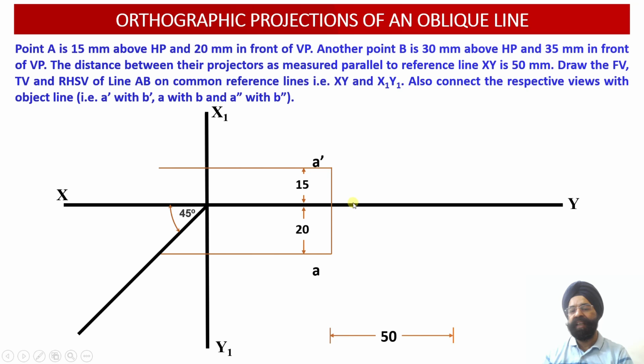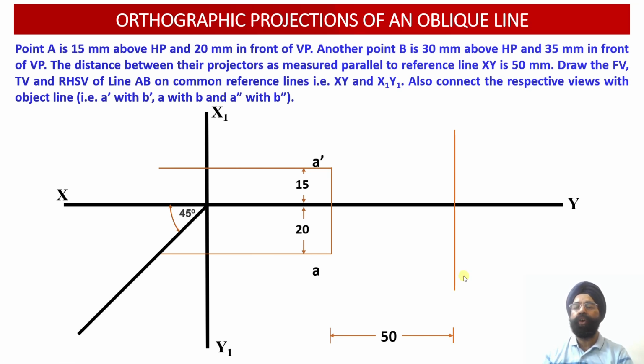So please see, this is our XY reference line. Alongside this XY reference line, we need to measure a distance of 50 millimeter from this vertical projector line corresponding to the point A. Once I measure this distance of 50 millimeters, I know that I need to draw a vertical projector line onto which the location of the point B dash will be located above the XY reference line, and the location of the top view of the point B will be located below the XY reference line. How have we decided about that?